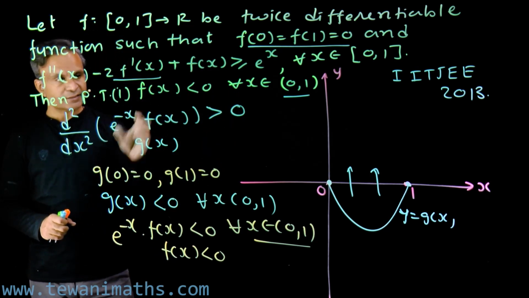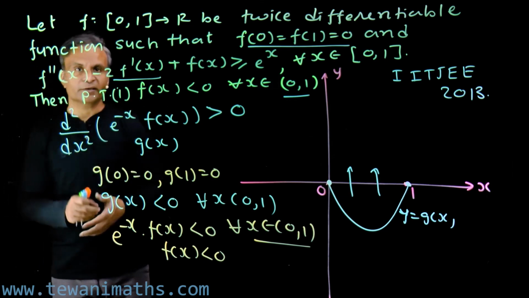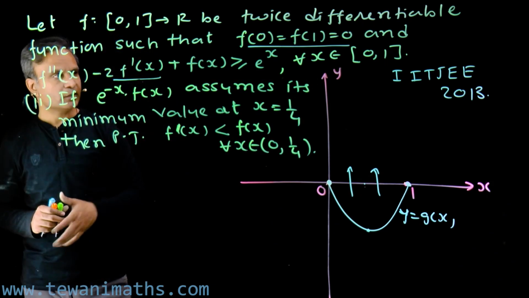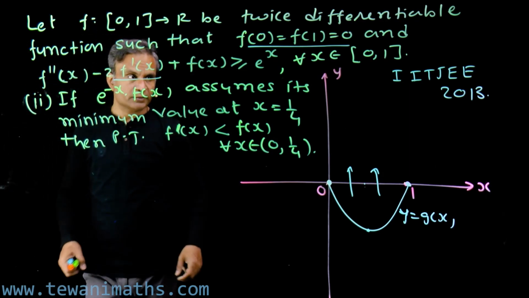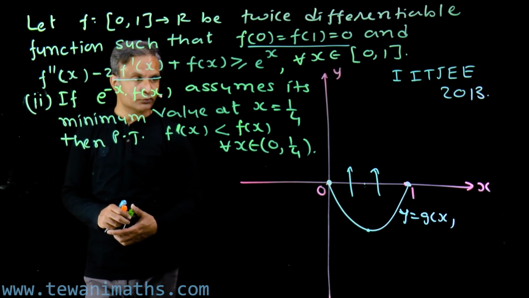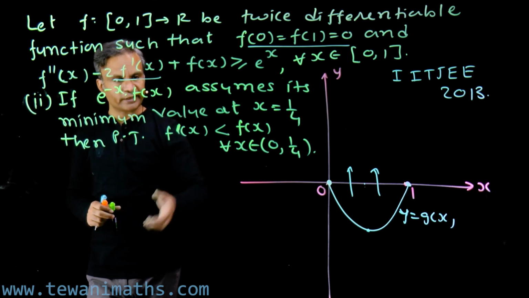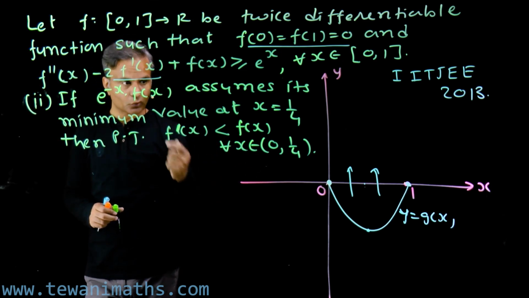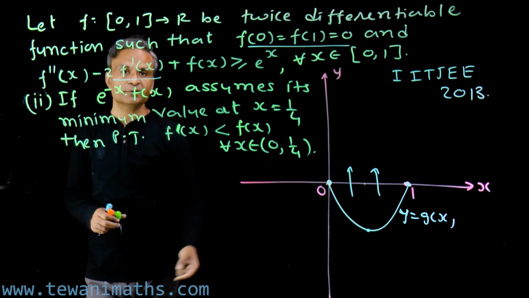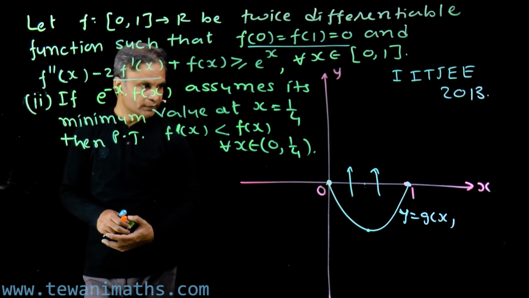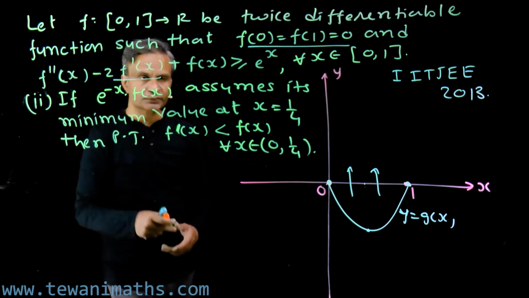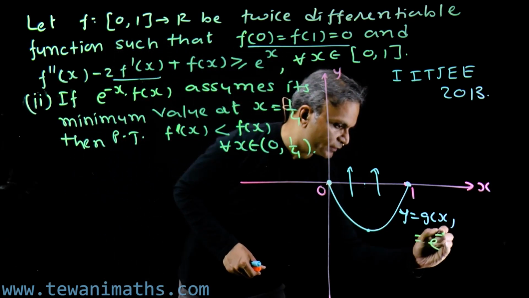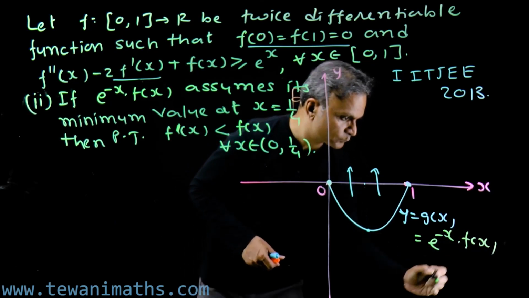ठीक है, इसका सेकंड पार्ट करते हैं. Let's write the second part. Now here we have the second part: if function e power minus x into fx assumes its minimum value at x is equal to 1 upon 4, then prove that f dash x is less than fx for all x belongs to the open interval 0 to 1 upon 4. This is the graph of function gx. Gx is this e power minus x into fx.